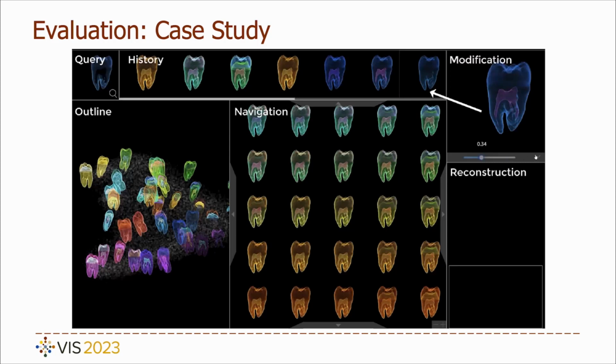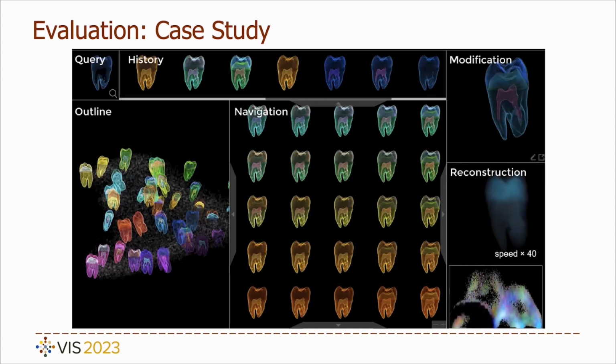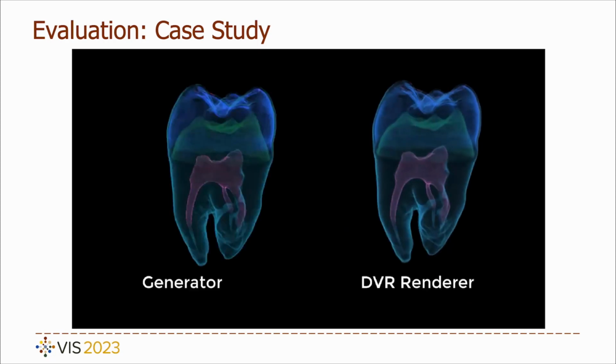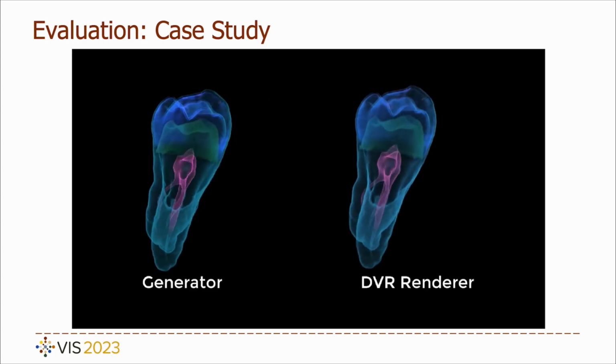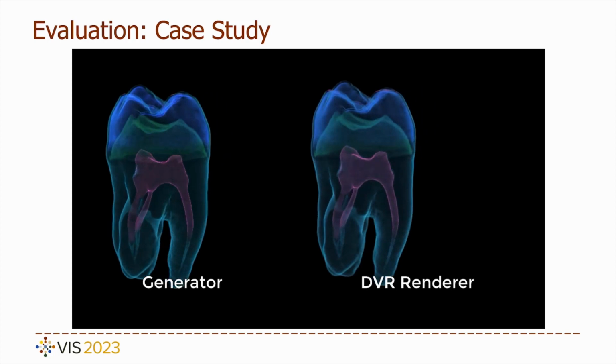The user also wants to add another feature to his or her tooth. To achieve that, the user finds a direction in the navigation view of the semantic "add this green feature" and uses this direction to modify his or her tooth. Now the user has obtained the desired design. Finally, the user can reconstruct the explicit transfer function based on his or her design. The rendering result with the reconstructed transfer function is also similar to the target design.